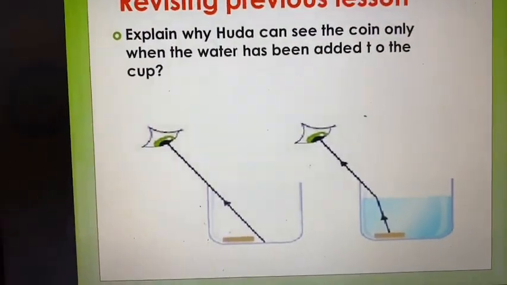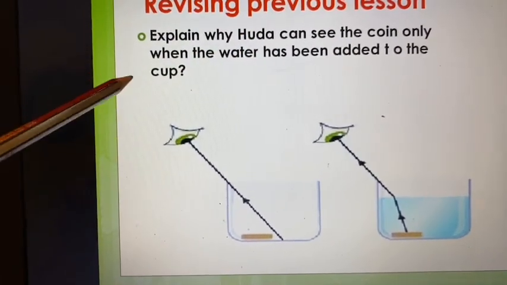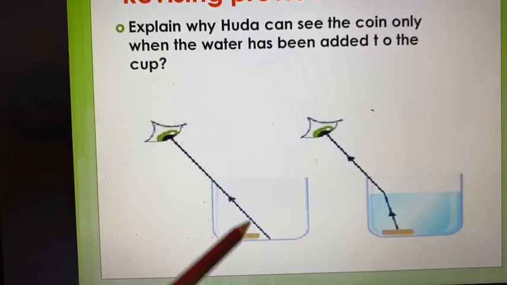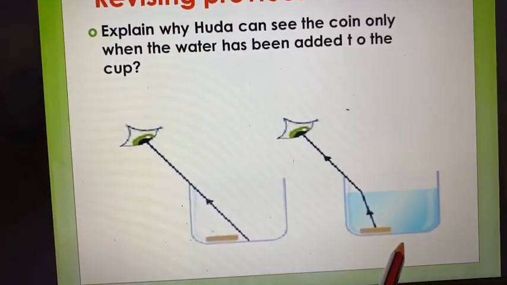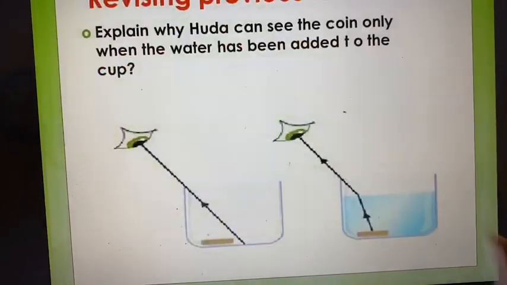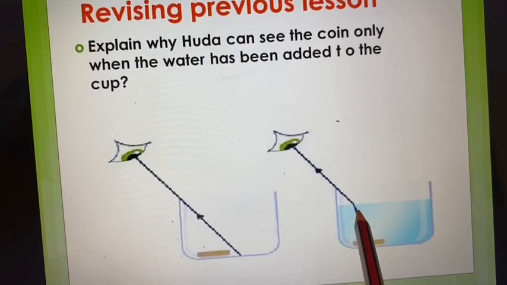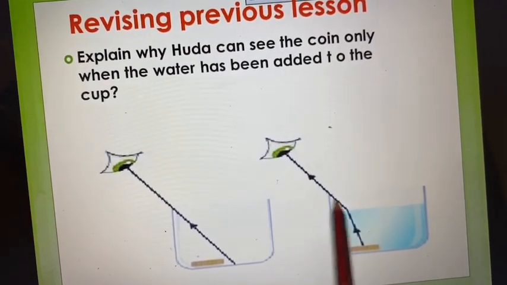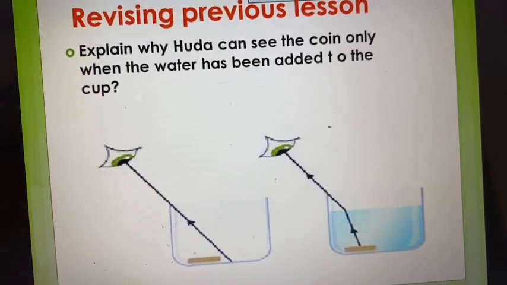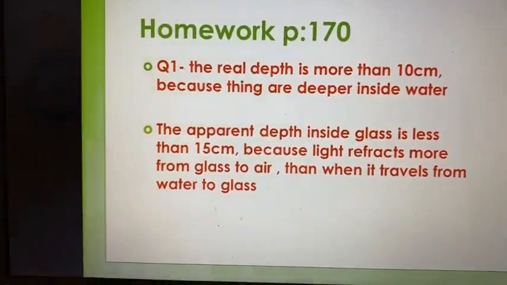First, remember the question: explain why Huda can see the coin only when water has been added to the cup. Here she can't see the coin, but here she can. Why? Because there is the water. When the water is added, the light will be refracted to her eye, so she can see the coin. Let us answer questions, page 170.